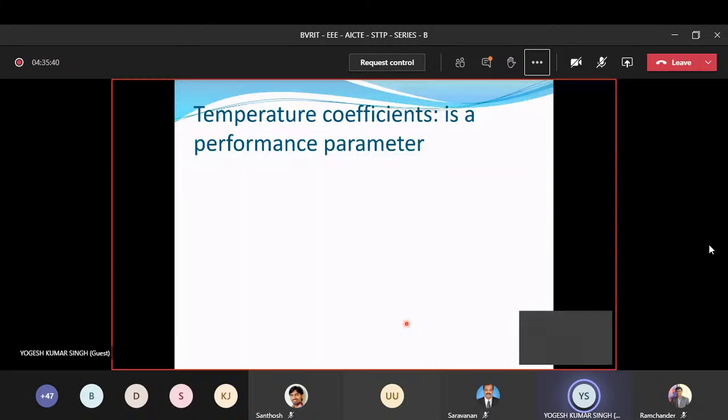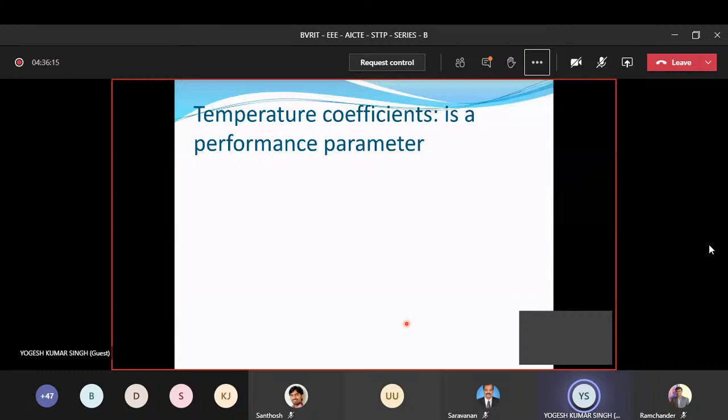Similarly, we have the current parameter. In the current parameter, when we increase the temperature, the current value increases. That's called the positive temperature coefficient. Now we have the power. The power is defined by two components, voltage and current. The voltage has a negative temperature coefficient and the current has a positive one. If you multiply positive with negative, it becomes negative, meaning the resultant is a negative temperature coefficient.